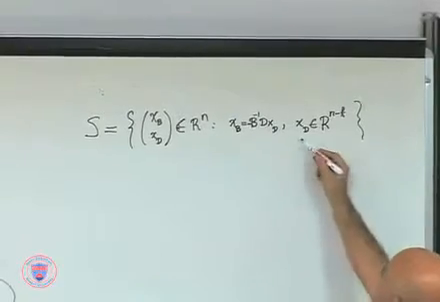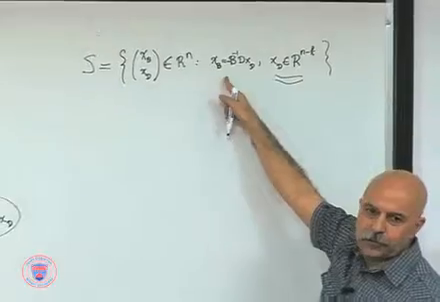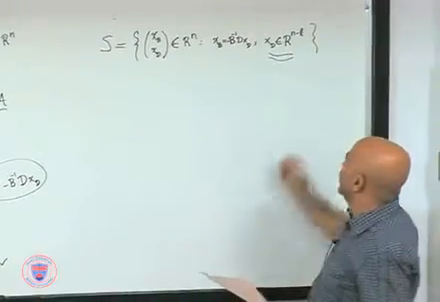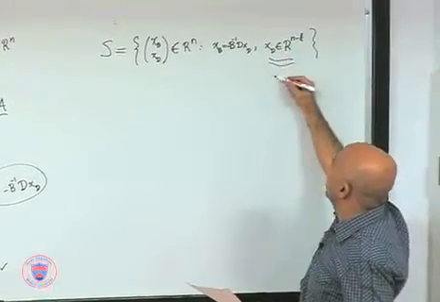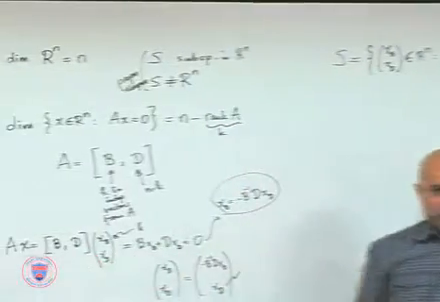So for this reason, this part is the free part. This part is a priori determined by your choice. And what is the dimension of this? N minus k, which is what we have. Okay, so it makes sense.